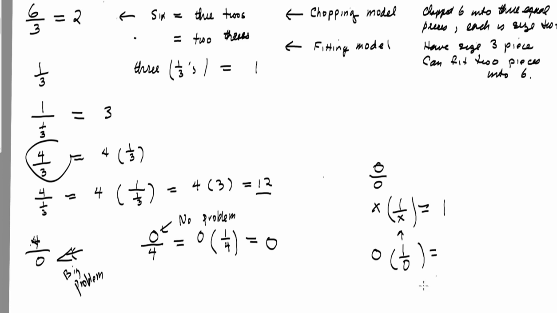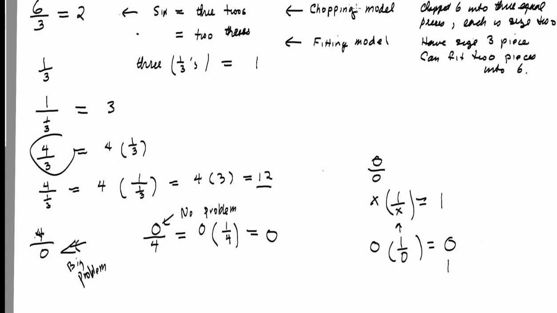However, the numerator is always supposed to be for counting. And 0 anythings is 0. So which is it? 0? 1? So let's be content to say that 0 over 0 is also undefined.